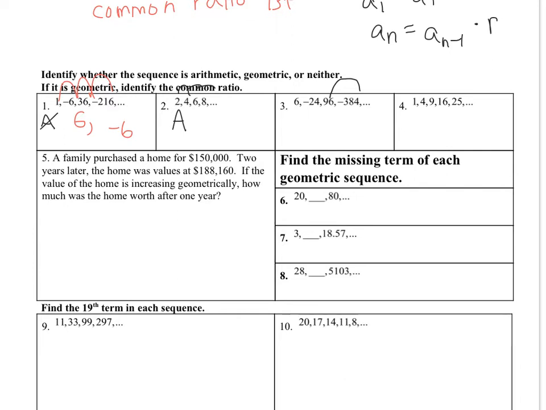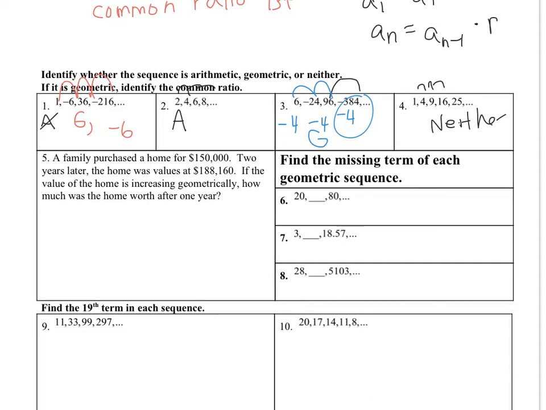384 divided by 96. Oops, 384 divided by 96 is -4. So this is -4, this is -4, and this is -4. So yes, it's geometric, and the common ratio is -4. And this one, I'm adding 3, I'm adding 5, I'm adding 7, so it's neither, even though you're not adding the exact same term every time.